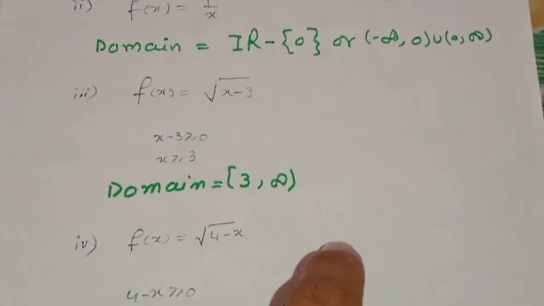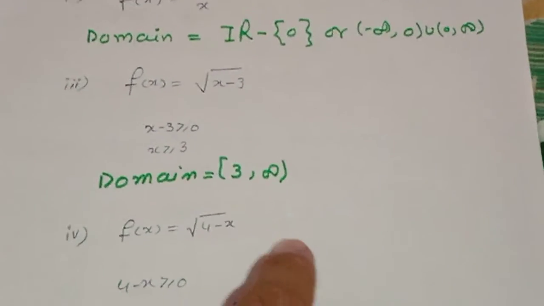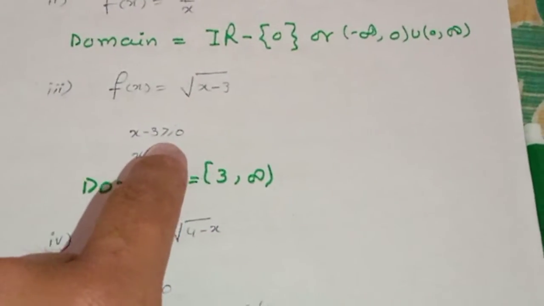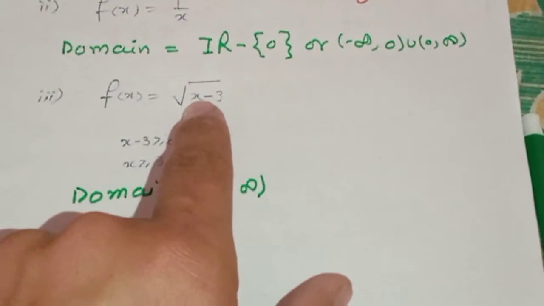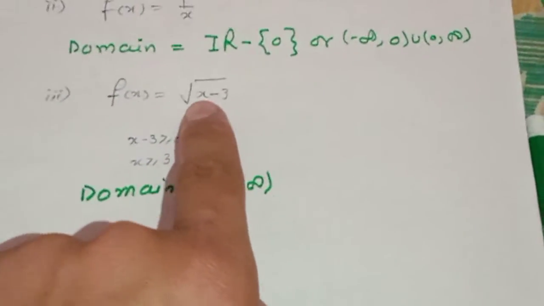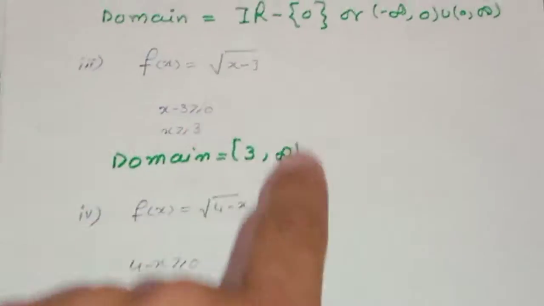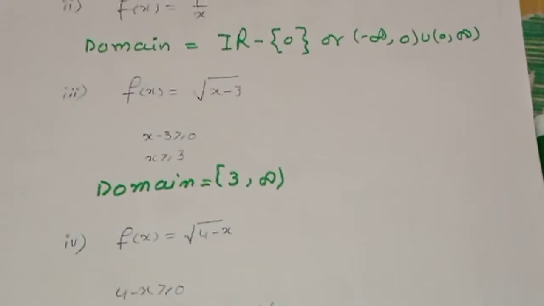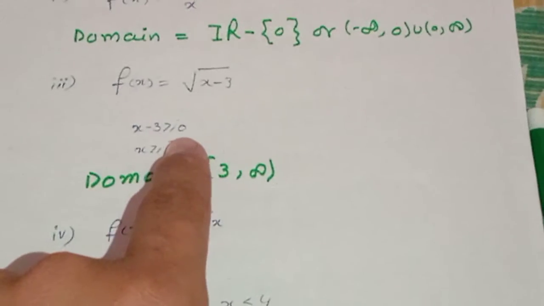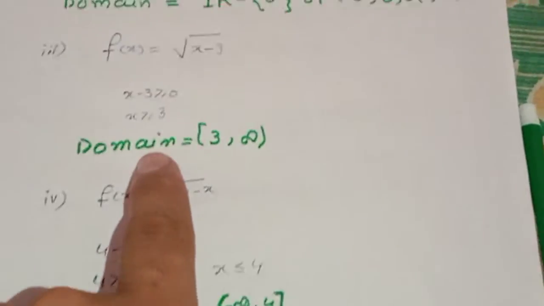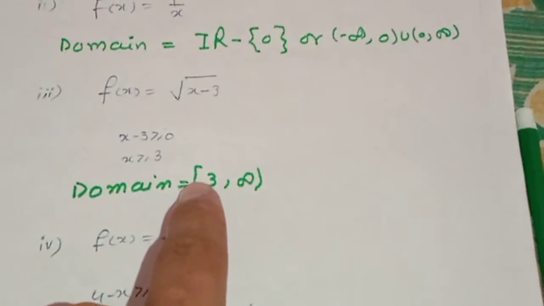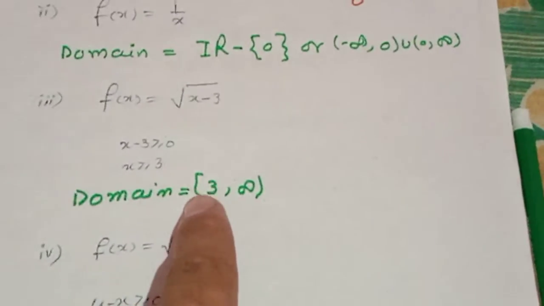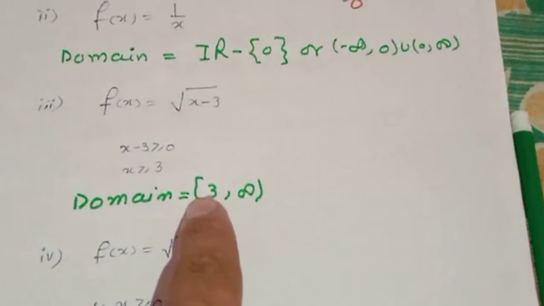Number three, if f(x) is equal to the square root of x minus 3, then x minus 3 must be greater than or equal to 0, because there should be no negative value in this square root, because it goes to a complex or imaginary number. So x minus 3 is greater than or equal to 0, x is greater than or equal to 3. It means the domain of this function is all values greater than or equal to 3. So it is a closed interval from 3 to infinity, because 3 is included.